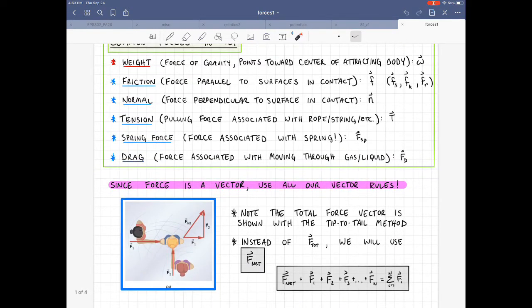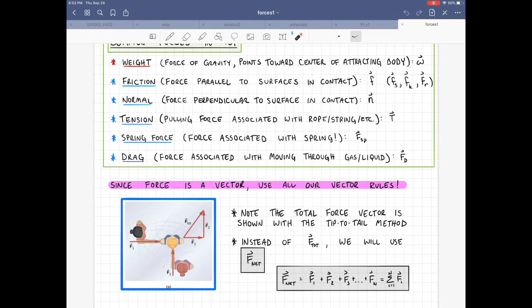Since force is a vector, everything we know about treating vectors translates to force analysis. So I've got this picture down here. I've got a person pushing to the right with F1 force, a person pushing up with F2 force. The total force, the resulting force, we just use the tip-to-tail method, and the resulting force is along that axis.